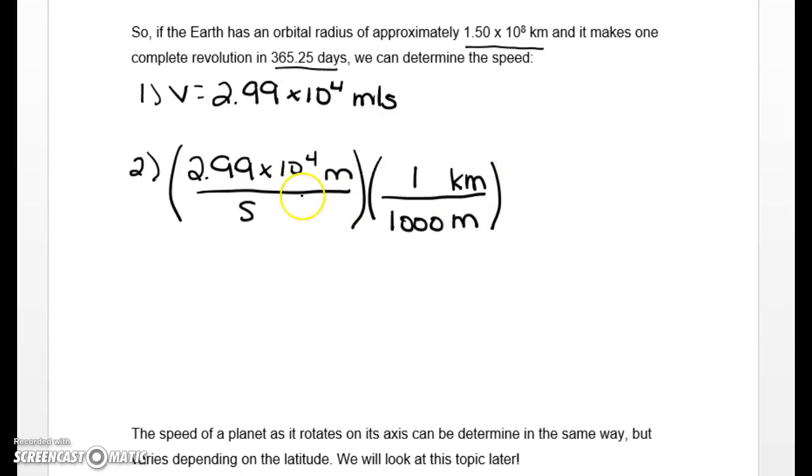And I know that in 1 kilometer, there are 1,000 meters. We can also do this in the same step where we're converting our seconds into hours. So I know that in 1 hour, which I'm going to put on the bottom here, with seconds on top to cancel those units, there are 3,600 seconds in 1 hour.